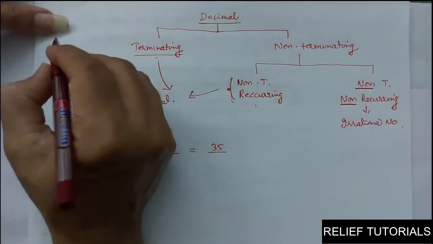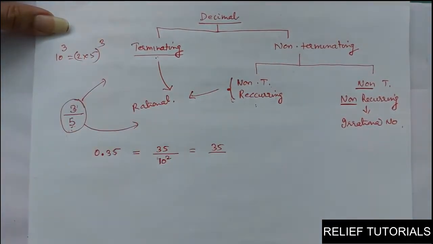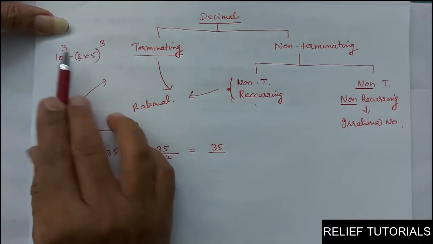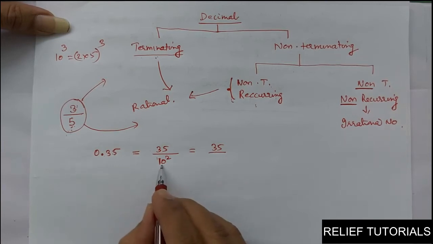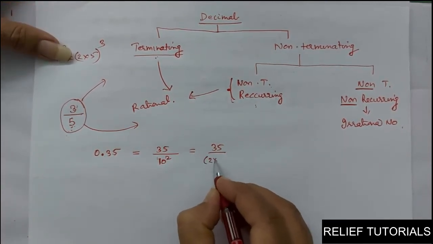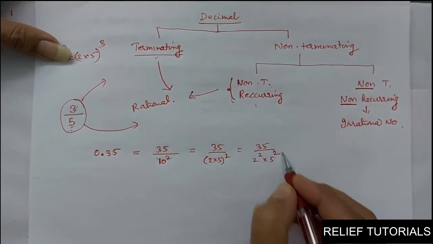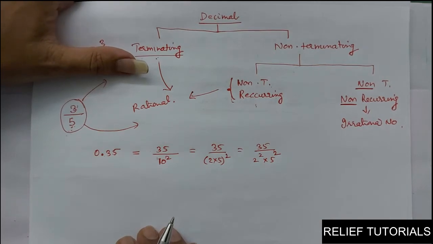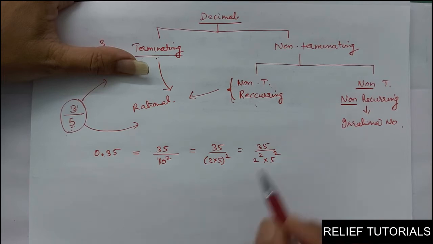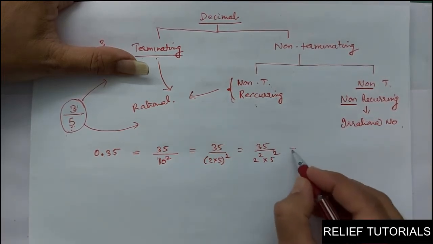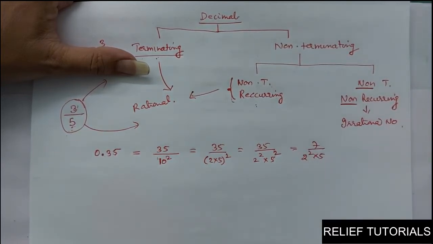You know what 10 is? 10 I can write as 2 into 5. If I say 10 raised to 3, that is nothing but 2 into 5 raised to 3, since the power is the same, so 2 raised to 3 into 5 raised to 3. So 10 raised to 2 is 2 squared into 5 squared. So I can write 35 upon 2 squared into 5 squared. Now we can cancel the 5: 5 sevens are 35, so 7 remains, and the 5 is cancelled, giving 7 upon 5 into 2 raised to 2.